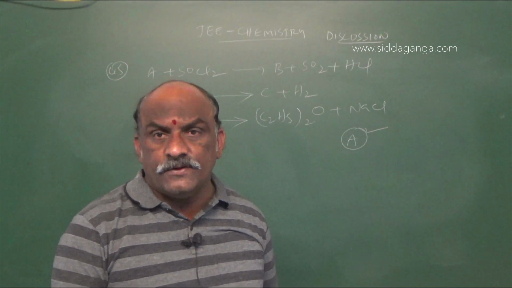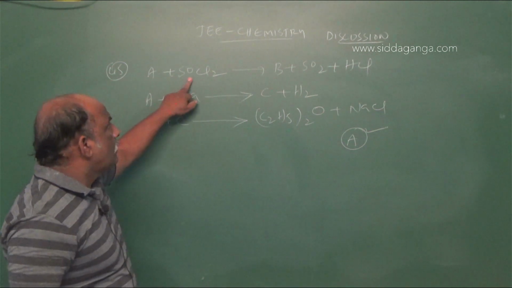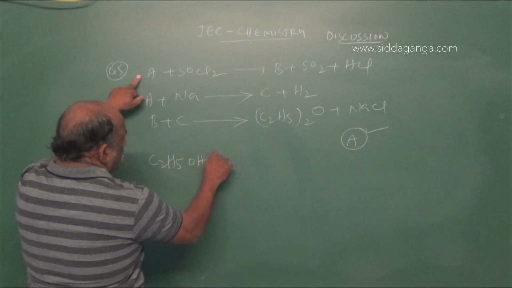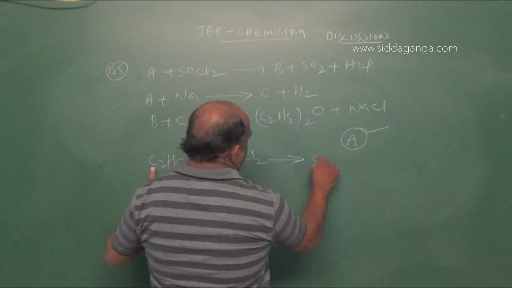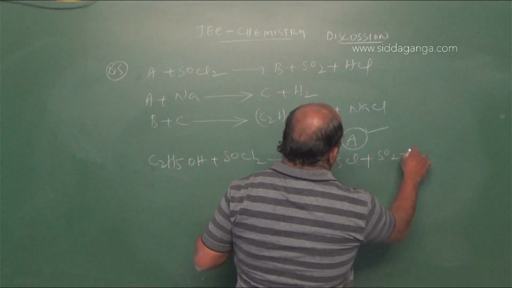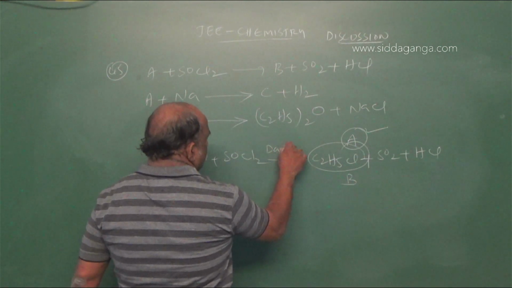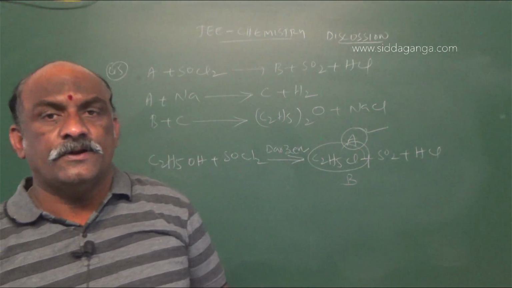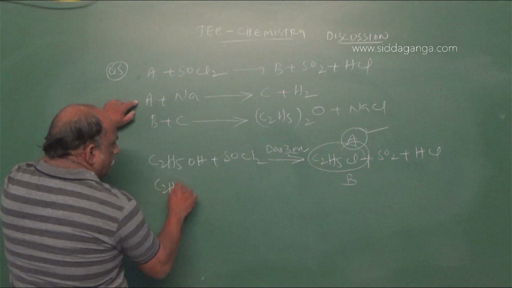SOCl2 is familiar to you; it is thionyl chloride. Thionyl chloride reacts with ethyl alcohol: C2H5OH plus thionyl chloride gives C2H5Cl plus SO2 plus HCl. This is B. This reaction is called the Darzens reaction. Next, B plus sodium metal. What is B?